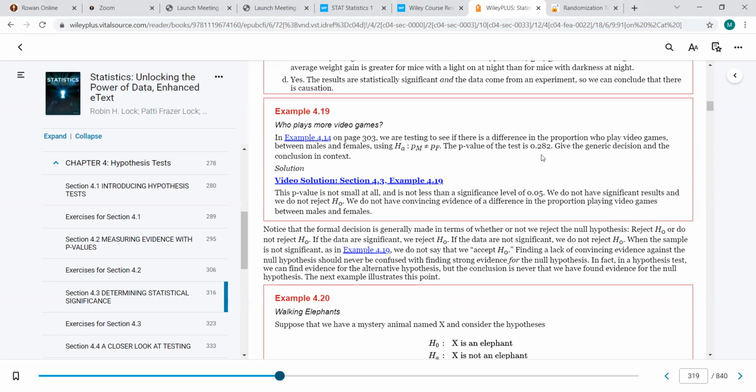We do not reject. That's right, because the p-value is bigger than alpha. That is correct. Good. All right, so that is the decision making that we make.